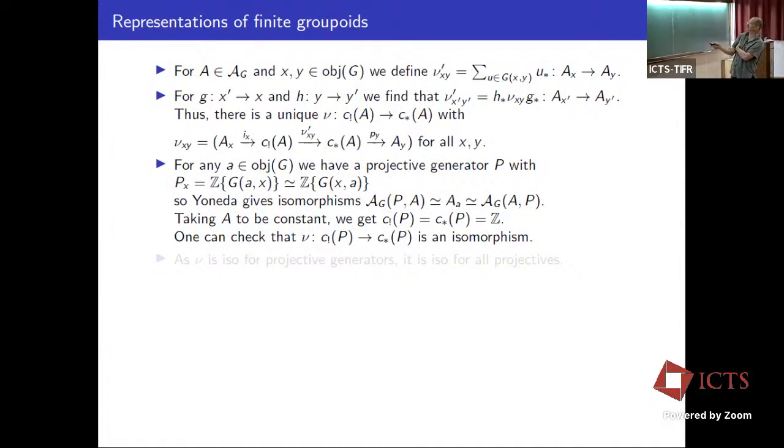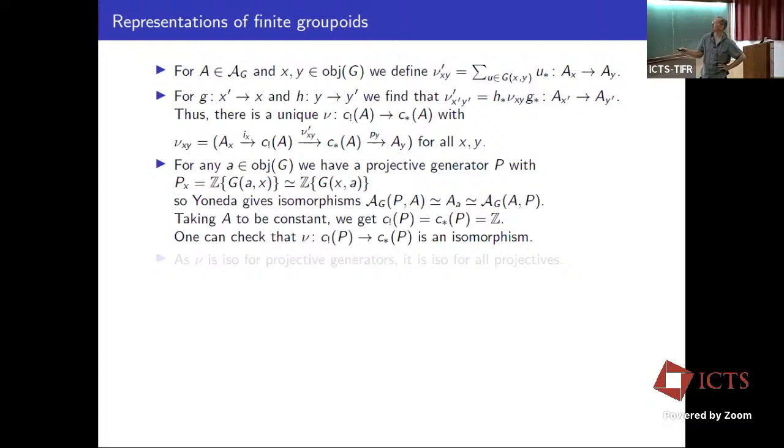So if A is constant, then maps from P to A is the same thing as maps from the co-limit of P to A. And maps into P are the same as maps into the inverse limit of P. So from these things in the Yoneda lemma, it's pretty easy to see that both the co-limit and the limit of this P are just Z.